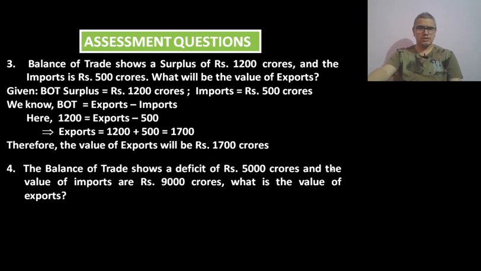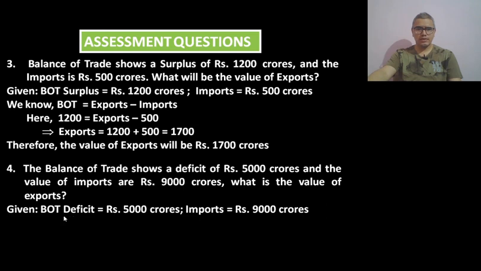In a similar way we will take another question. Here it was surplus trade, now we'll take a deficit trade. So balance of trade deficit is 5,000 crores and the value of imports is given as 9,000 crores. We are asked to find exports. In both these questions, we are asked to find the value of exports. Here also we'll write whatever is given. BOT deficit is 5,000, imports is 9,000 crores.